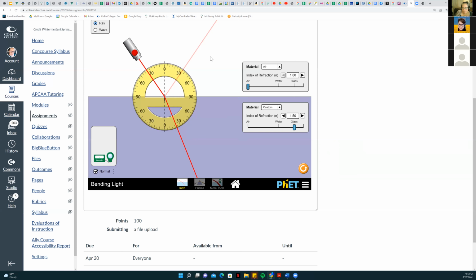There's always going to be a little bit of light reflected. Like if you have a window, if you look at it at the right angle, you'll be able to see glare. So there's always a little bit of reflection, which is what this is representing.